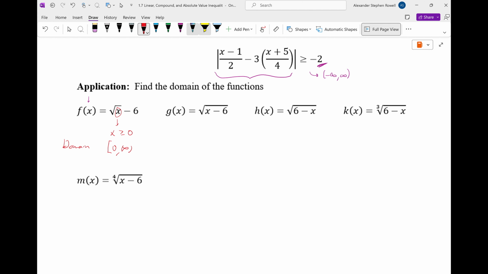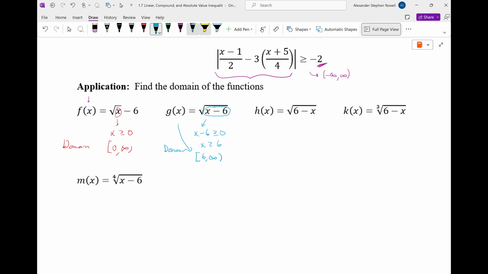Okay, g is slightly different because inside the radical, we have an expression x minus 6, and we know that expression must be greater than or equal to 0, or the square root will not be a real number. So we add 6 to both sides. X is greater than or equal to 6, and the domain is all the values from 6 to infinity. That's the domain of g.